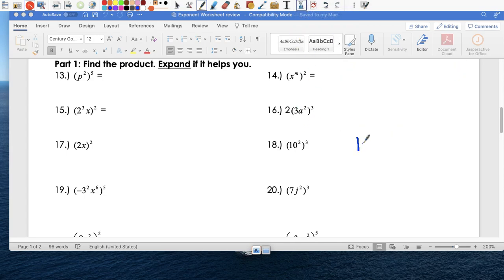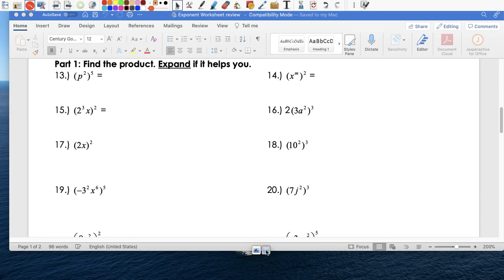18, well, that's easy. Just 10, and then multiply 2 and 3, and we get 10 to the 6th power. 20, well, remember, let me put a 1 here. So we're going to take that 3 that's outside and multiply it times every exponent that's inside. So we have a 7 and a j. The 7 has an exponent of 1, which multiplies times 3. We get 3. The j has an exponent of 2, which multiplies by 3, and we get a 6. That's it. And again, you could have taken 7 and raised it to the third power. That's easy enough. It's just 343 j to the 6th power.